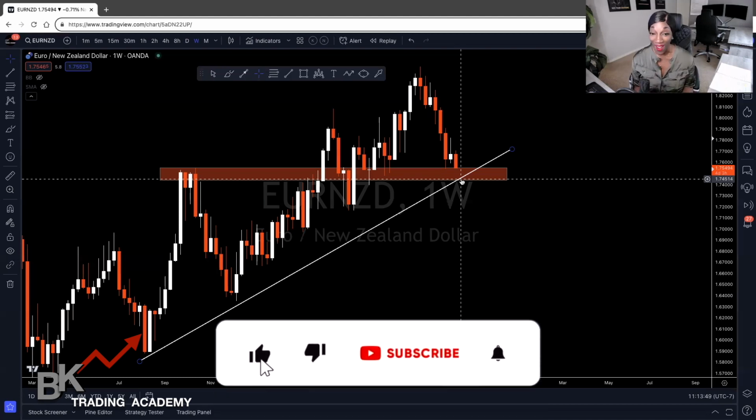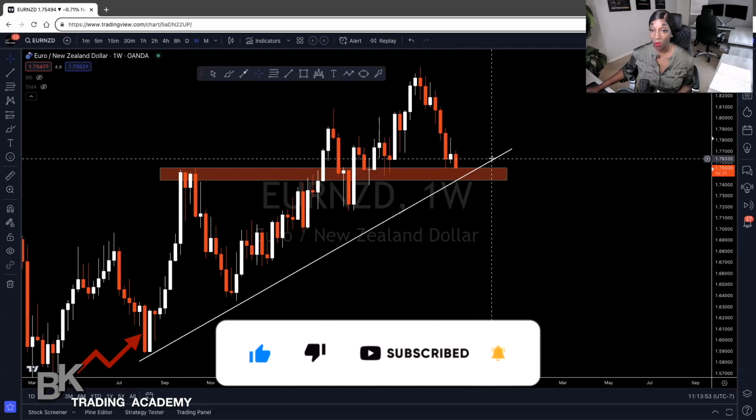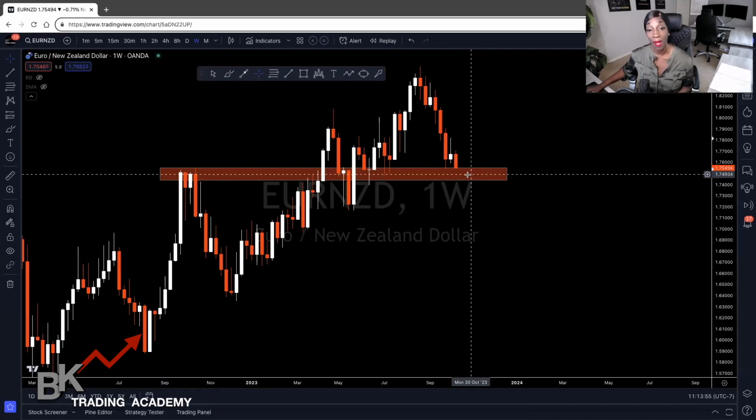And while you're at it, you can look at Euro NZD as a high probability setup, because I do believe that we are going to see a bounce from this level.